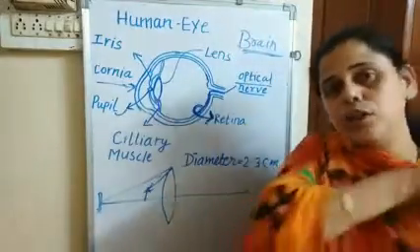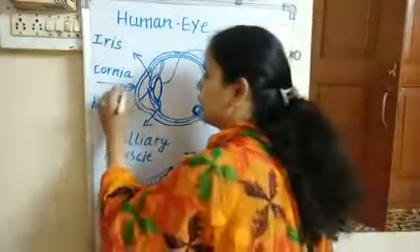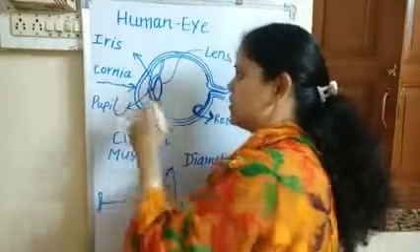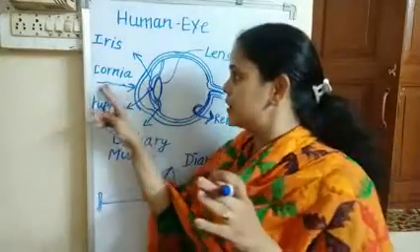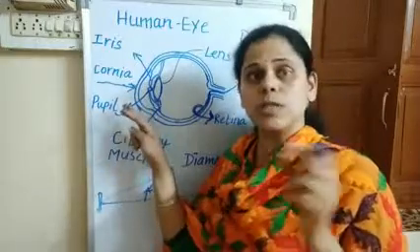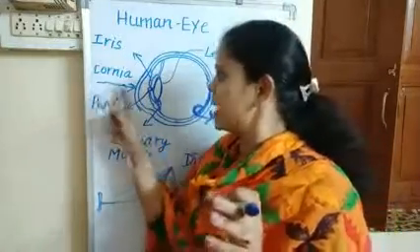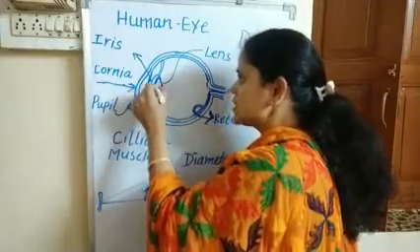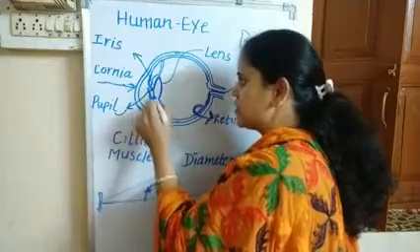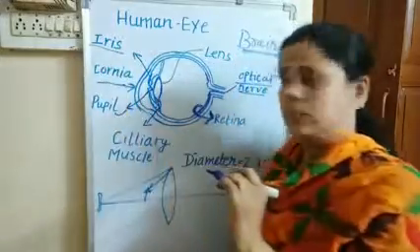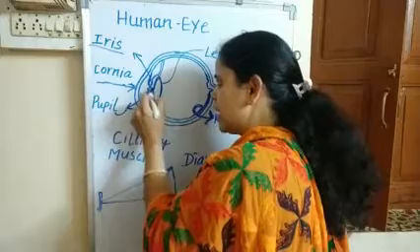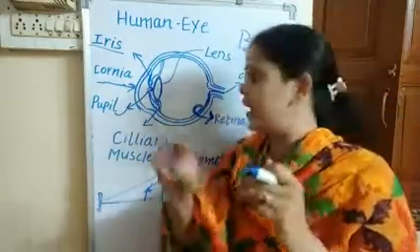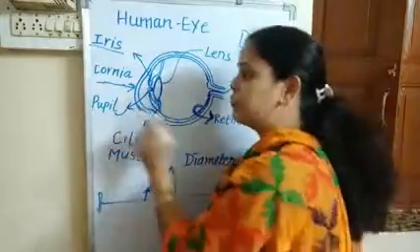Again, I repeat all the components. First is the cornea. This is the outermost thin surface or membrane. Maximum light is refracted from this surface. Then the second one is the fleshy and dark surface, called the iris. Then in the center of the iris, there is a small hole to control the amount of light that enters the eye, and that is called the pupil.